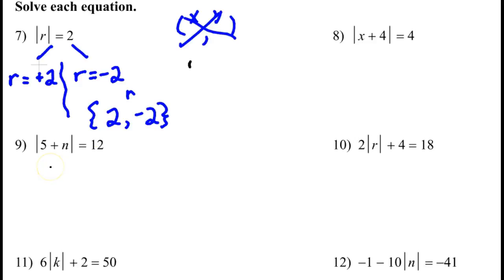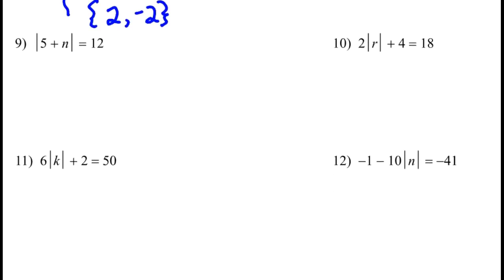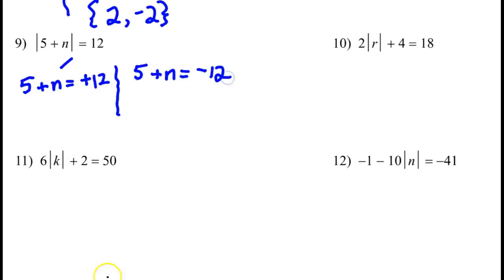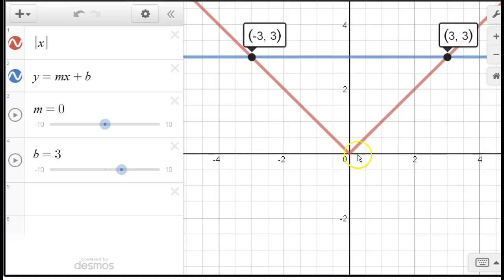Let's move down to number 9. Very similar, we don't have anything on the outside of the absolute value of number 9, so you can go straight to just breaking it up into 5 plus n equals 12, positive, and 5 plus n equals negative 12. Again, that's because we have 2 different sides of the graph. We have one on the positive side, one on the negative side. That's why we do this.